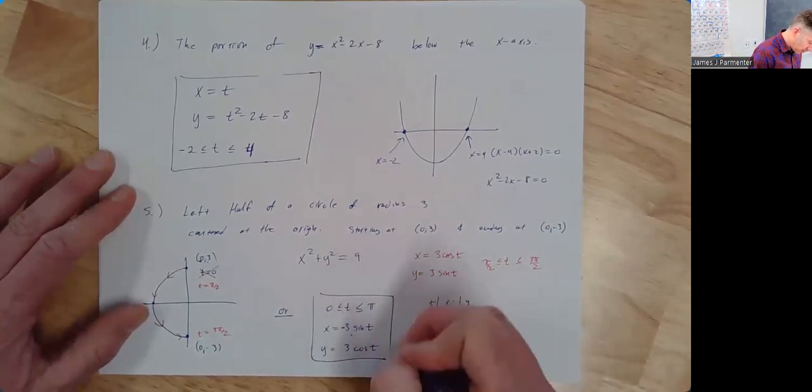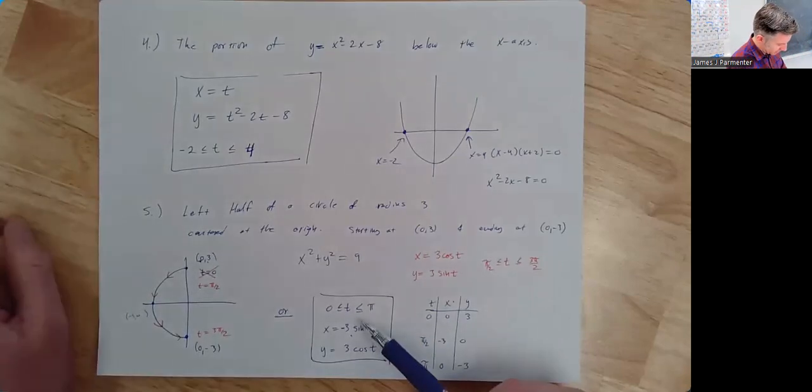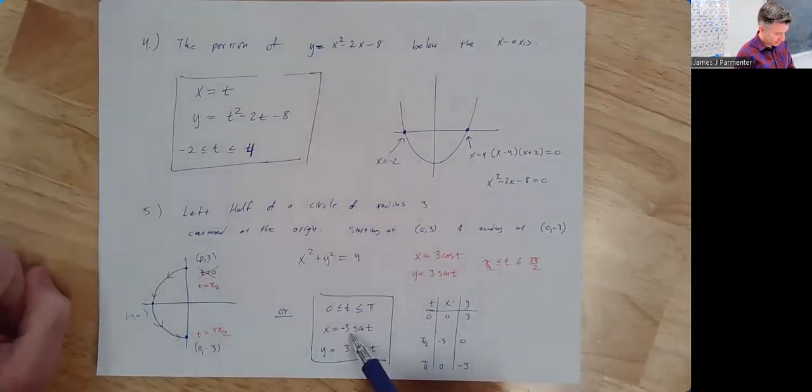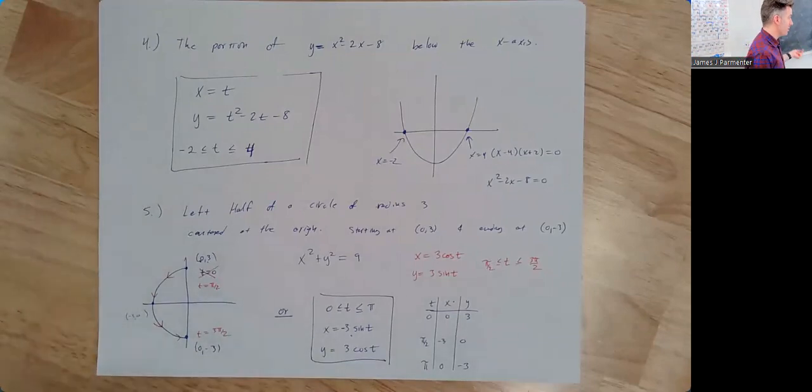You don't have to do this. The thing is, any parameterization that you come up with that's right is right. But there's almost always more than one way to do it. Truthfully, there's technically an infinite number of ways you could answer this question. Instead of doing this, I could have said, I'm going to do -3 sine of t over 2 and 3 cosine of t over 2, and then let t go from 0 to 2 pi. So there's almost always another way you can do it.